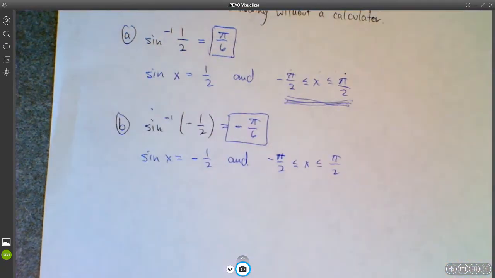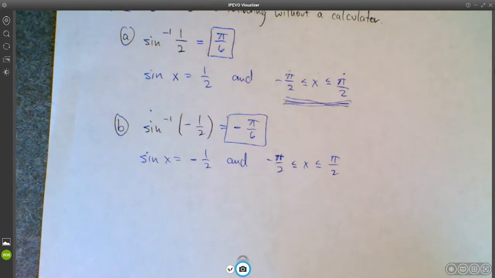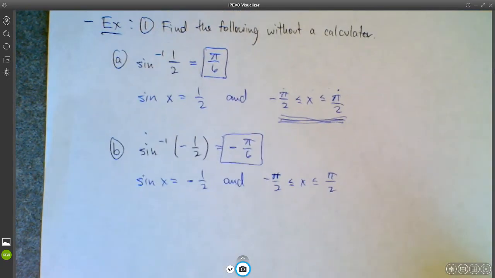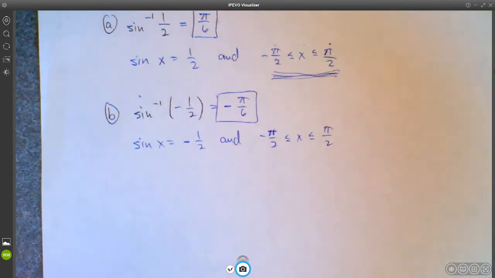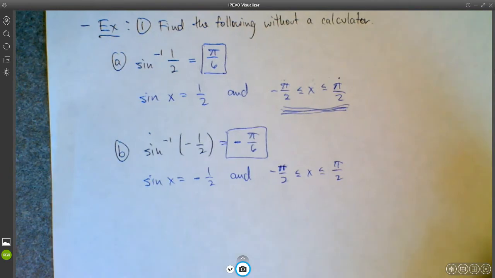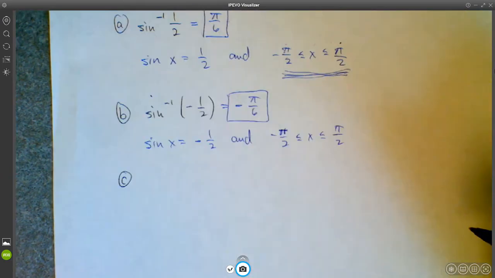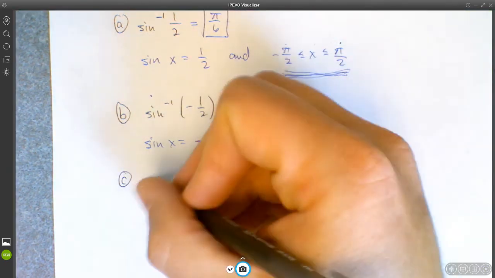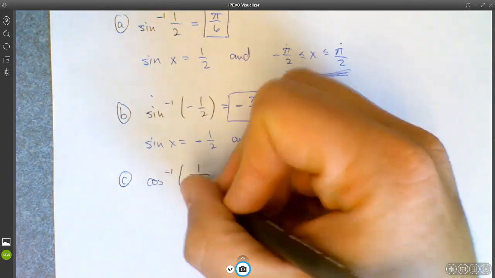This, of course, requires you to know the unit circle pretty well, to have some exposure to the trig functions. If you need to spend some time reviewing that information, then spend the time necessary to review it. But this isn't a trig class. We're assuming that you know this stuff, and I'm just trying to refresh your memory a little bit. Let's do cosine inverse of 1 over root 2.